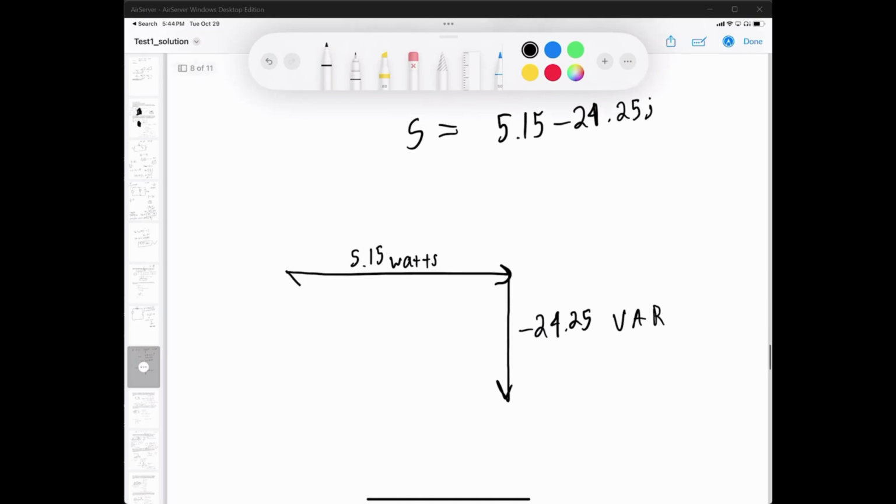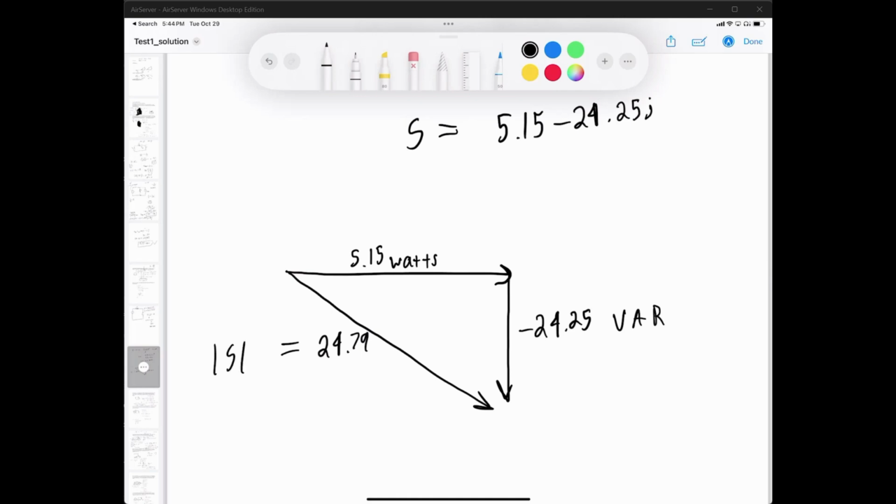And then you have S. Right? You can find the magnitude. Grab the hypotenuse, 5.15 squared plus 24.25 squared. Square root of that, we get 24.79 is equal to the magnitude of S.